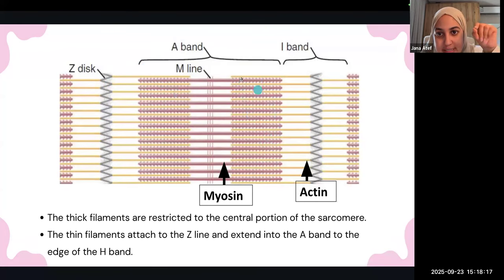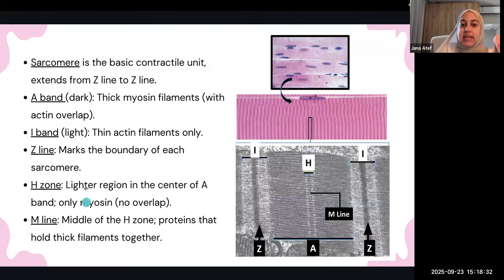This area right here, you guys see it? The thin one is actin, the thick one is myosin. Where there is overlap, it's dark. Where there's no overlap, this is the M line or the H zone. Okay, the middle of it exactly is the M line. Around it, the area where there's only myosin is called the H zone.